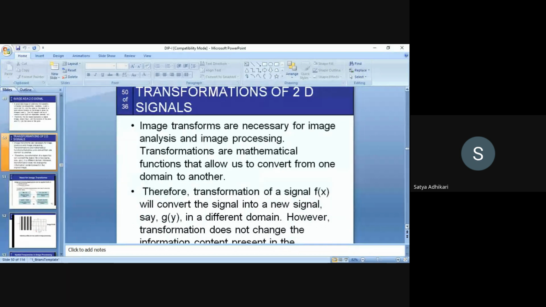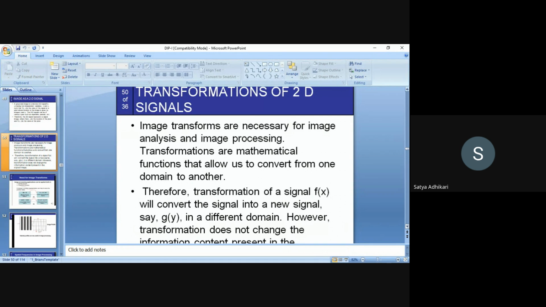So why do we need a transformation? We'll discuss later how the transformation is done. But the question may arise in your mind: why transformation? Why are we required to convert from one form to another form? Take a simple example. Our slide is also there, and we'll discuss that.